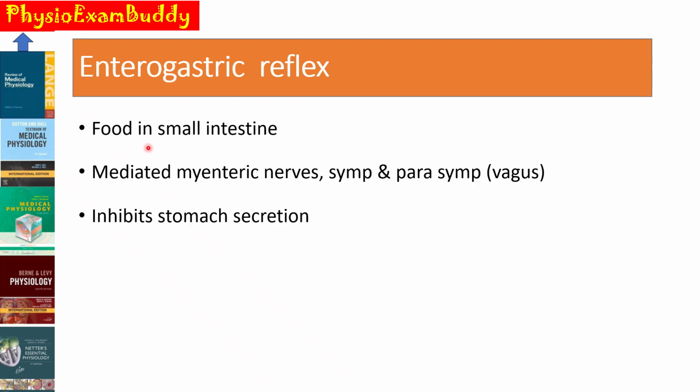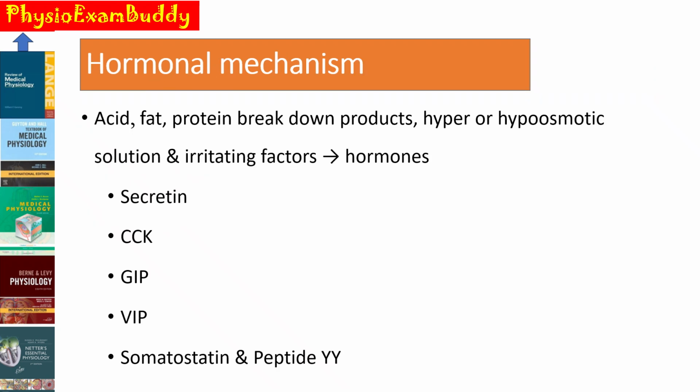First, about the enterogastric reflex. That reflex occurs when the food reaches the small intestine, and it is mediated by our myenteric nerves in the enteric nervous system as well as the sympathetic and parasympathetic nerves, especially the vagus. This enterogastric reflex actually inhibits the gastric secretion or the stomach secretion.